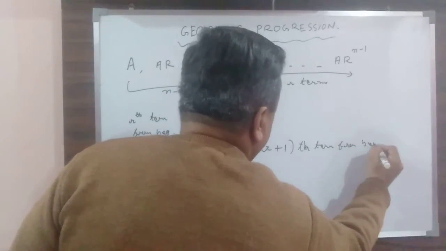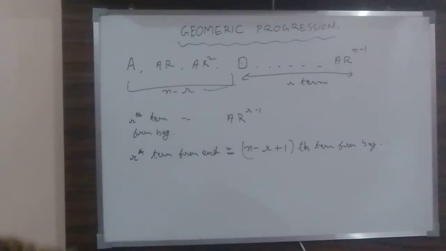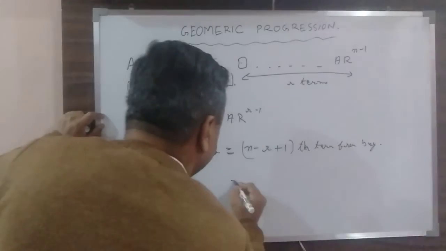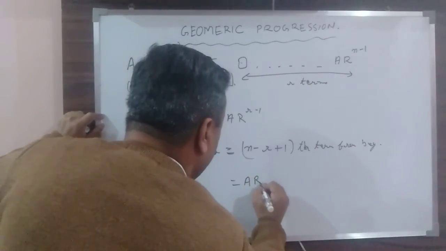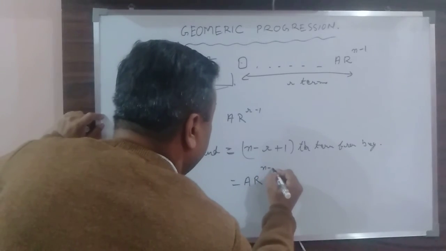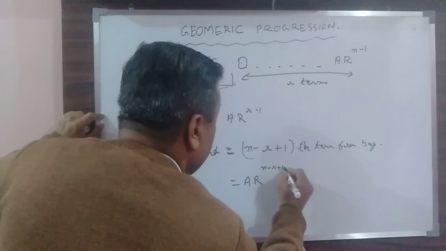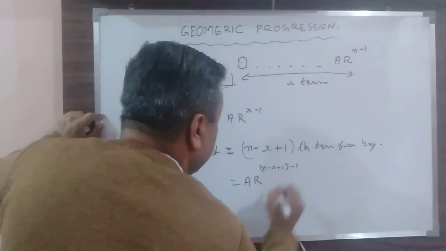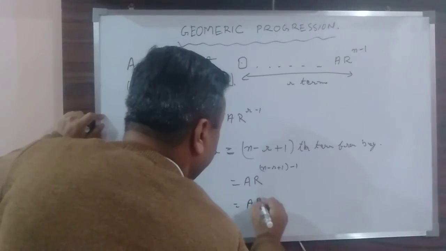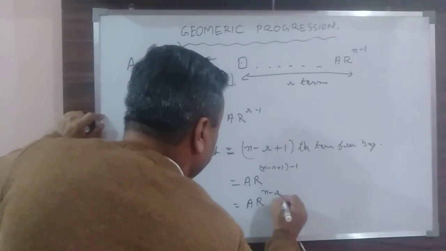And if this is so, then this will be a r raised to the power n minus r plus 1 and then minus 1, or I can say it is a r raised to the power n minus r.